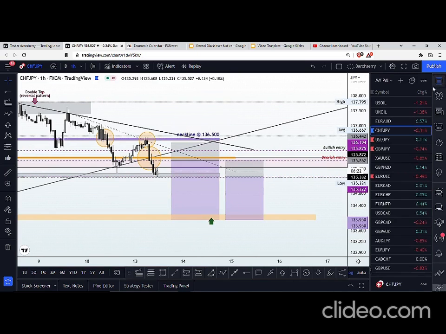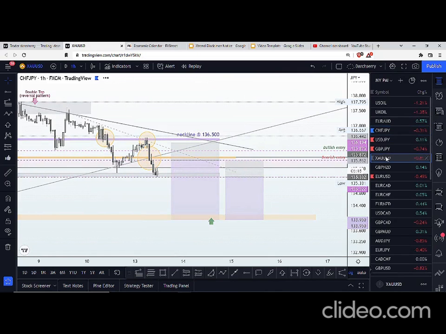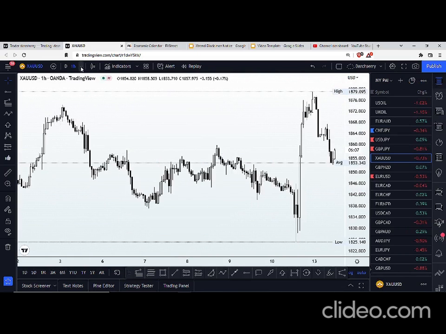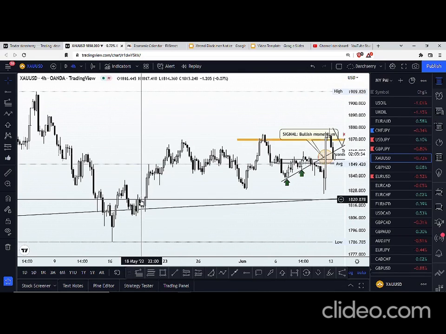So let's take one more pair. Let me suggest we go for the gold. Let's see what's happening on the gold. Let's see if I could share with you. And okay, yes, on the gold, I have a bullish expectation based on how the market closed during last week's trading session.